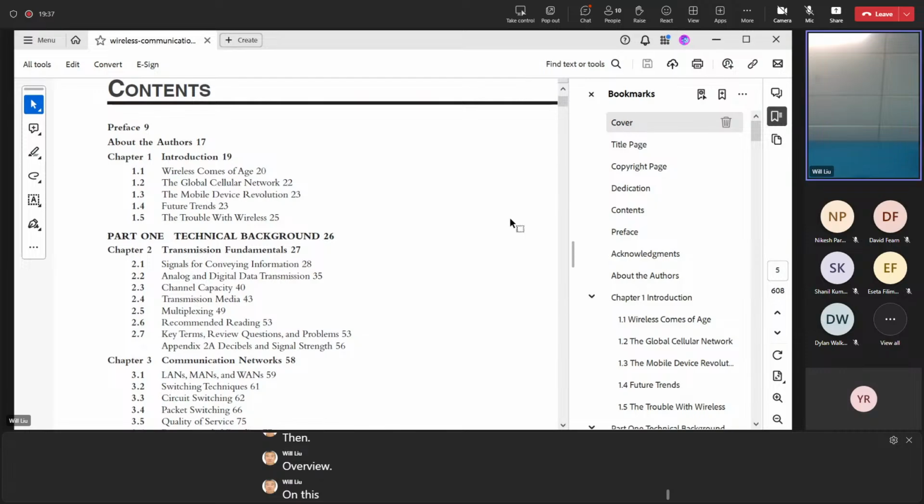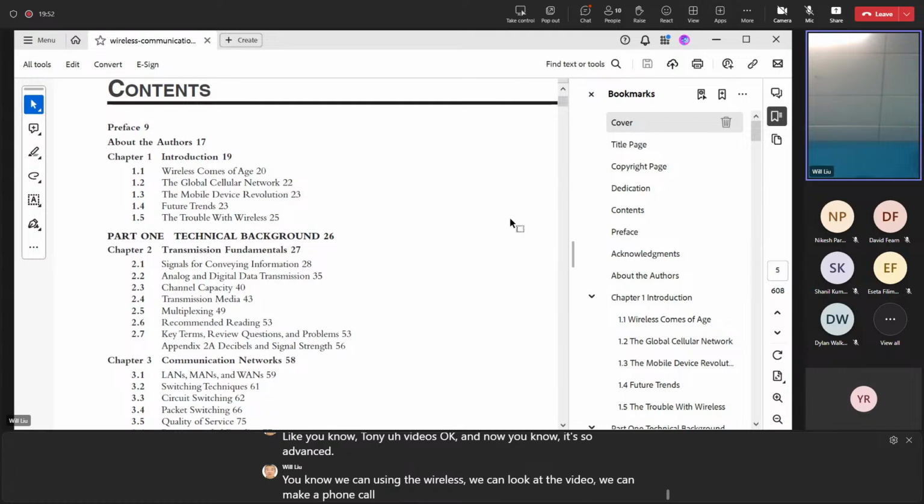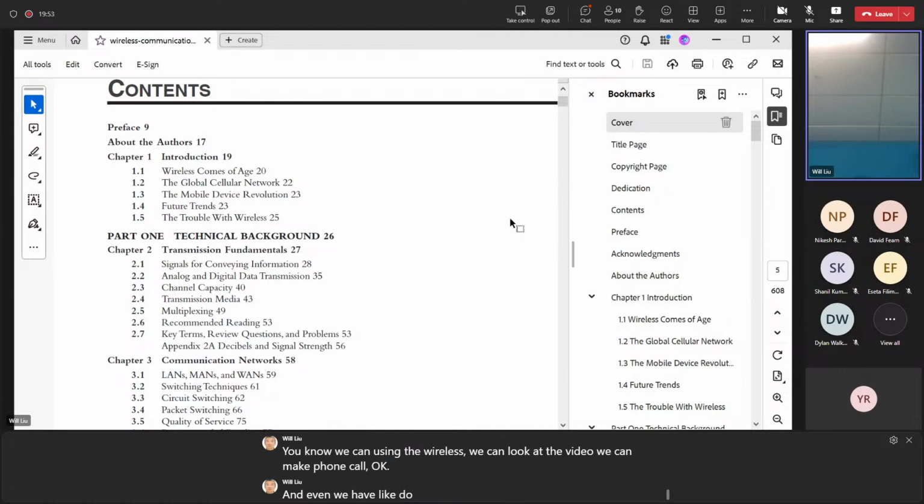It starts from something very simple, like electronic radios, and now it's so advanced. Using wireless, we can watch a video, we can make a phone call, and we can even have Zoom meetings. All these advanced communication services. And next week, we will probably start on really touching the wireless.